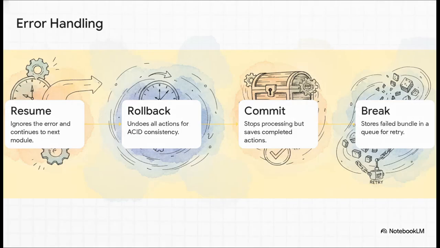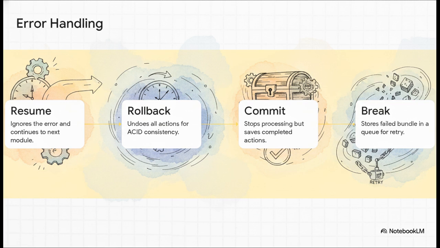But what happens when things break? Because they will. Silent failures are literally an automation builder's worst nightmare. Make prevents this by forcing you to dictate your error handling using 4 distinct directives. You can use resume to just ignore the error. You can commit to save what actually worked.